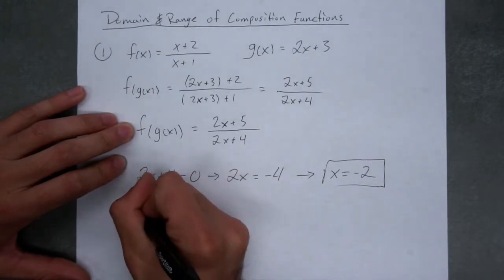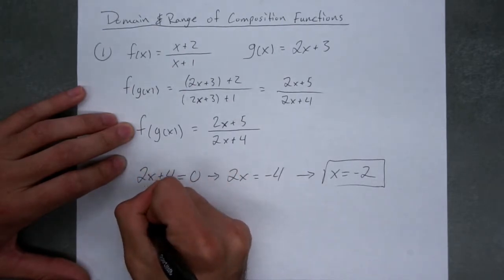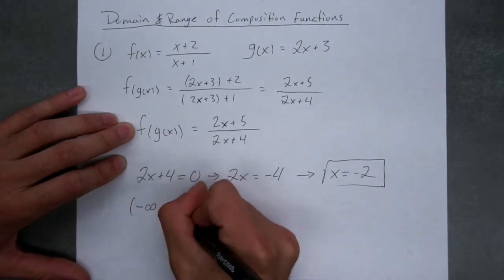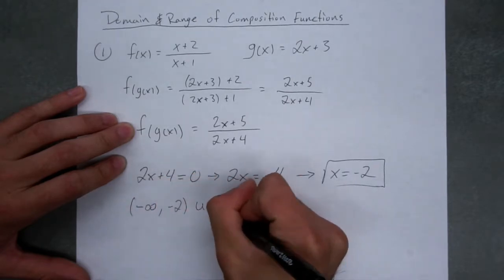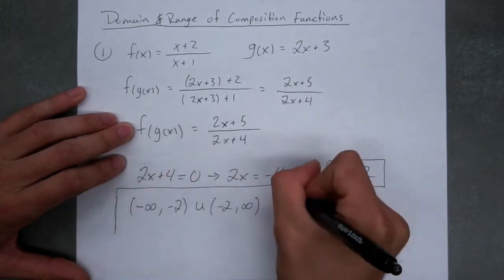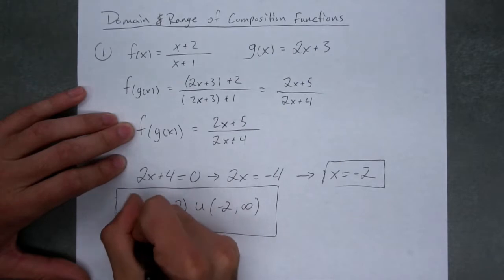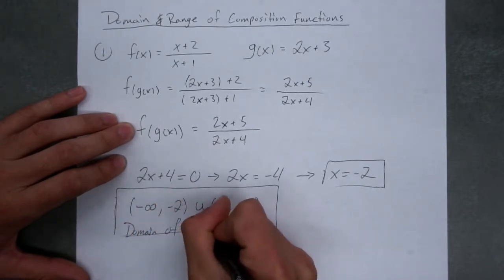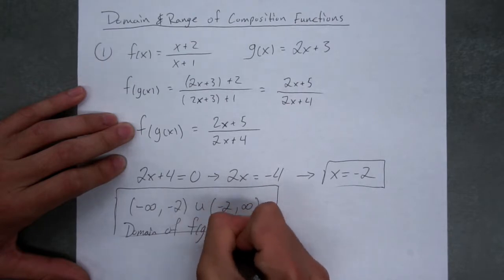So in interval notation, we have negative infinity to negative 2, union negative 2 to positive infinity. And this is the domain of the f of g of x function.